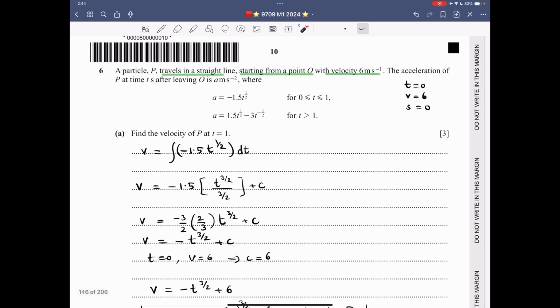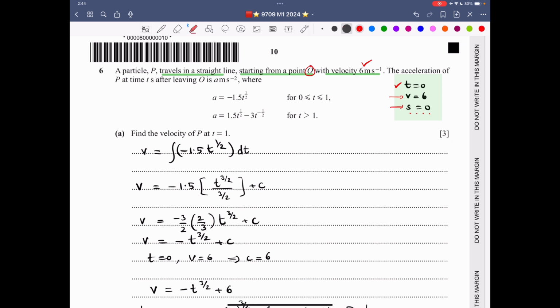Question number 6. A particle P travels in a straight line starting from point O with velocity 6. As soon as I have read it, I'll write these 3 things down. What 3 things are over here? The first one, when t is 0, actually 2 things. When t is 0, v is 6 and s is 0. Because it was at the origin, so displacement from origin is 0 and the velocity is given. So I'll be using it up later.